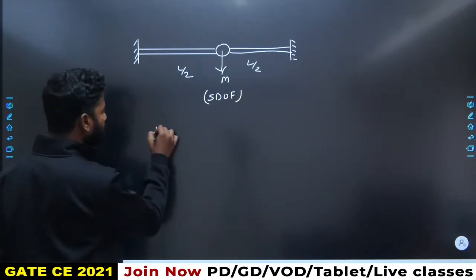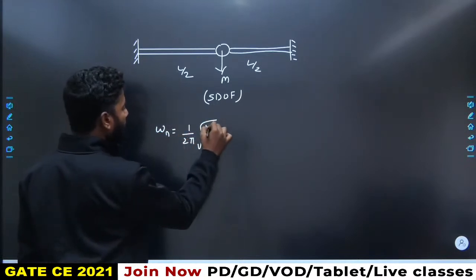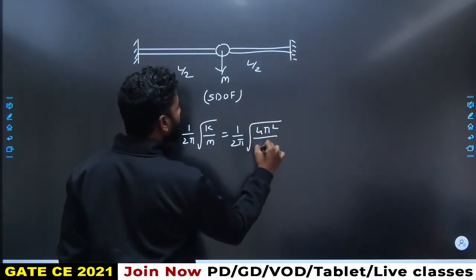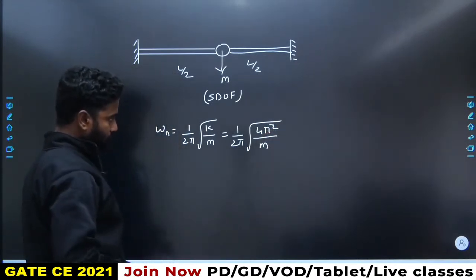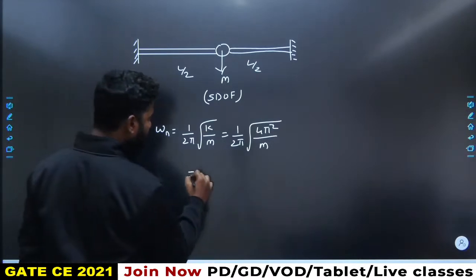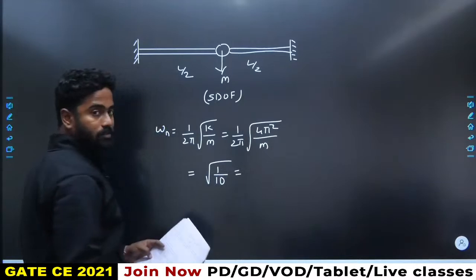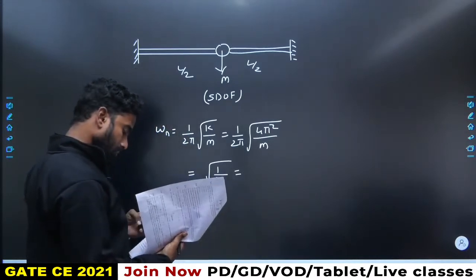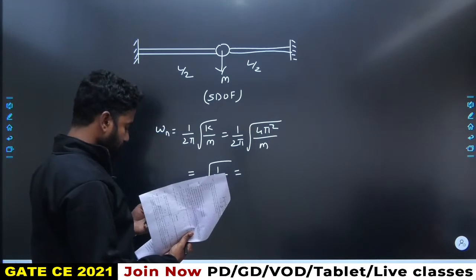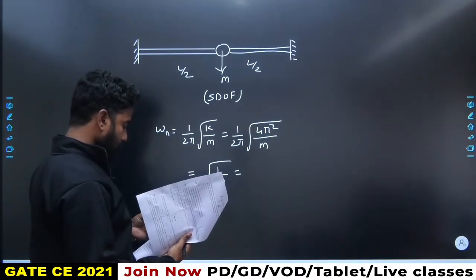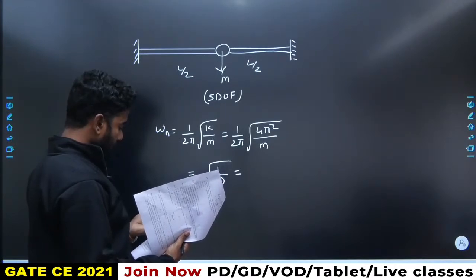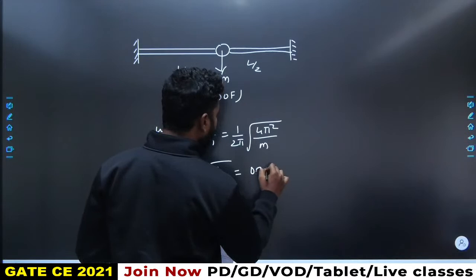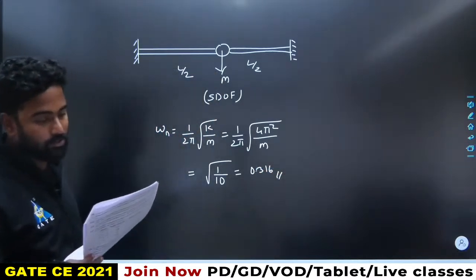He is asking natural frequency. Natural frequency omega n is equal to 1 by 2 pi under root of k by m, 1 by 2 pi under root of k, where k is 4 pi square, upon m. This is 10 kgs, so under root of 1 by 10. So, answer would be approximately under root of 1 by 10, that is under root of 0.1, that is 0.316. Natural frequency is 0.316, very basic equation, fine.